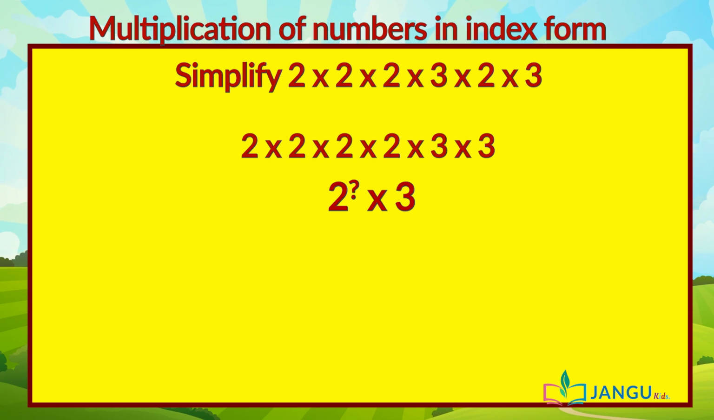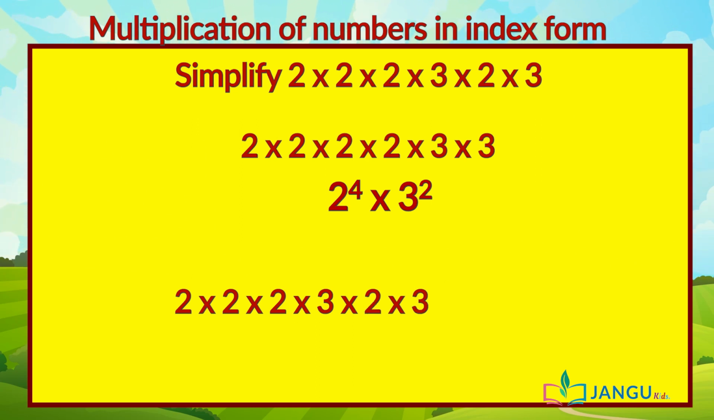Now what is the index of 2? 2 is multiplied 4 times, thus 2 is raised to the power of 4. On the other hand, 2 is the index of 3 because 3 is multiplied 2 times. Therefore, 2 times 2 times 2 times 3 times 2 times 3 is equal to 2 raised to the power of 4 times 3 squared.